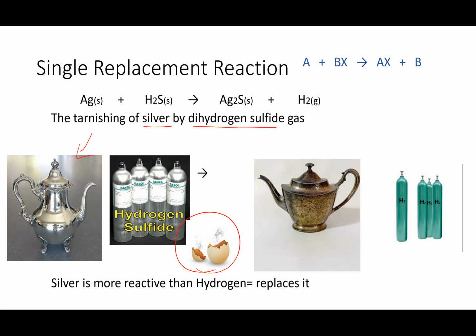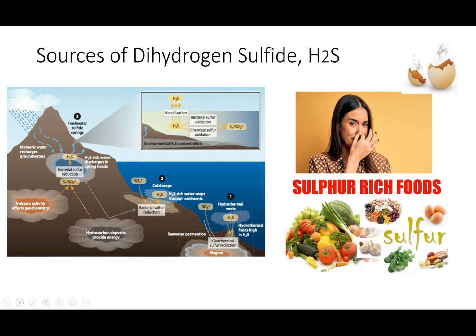And when these two things encounter each other, the silver is more reactive than the hydrogen, kicks out the hydrogen, and so silver bonds with the sulfur and the hydrogen gas off gases and escapes. Now, that silver sulfide is this tarnishy color that is not as pretty as pure silver, and that is the silver tarnish. But this is a classic single replacement reaction.